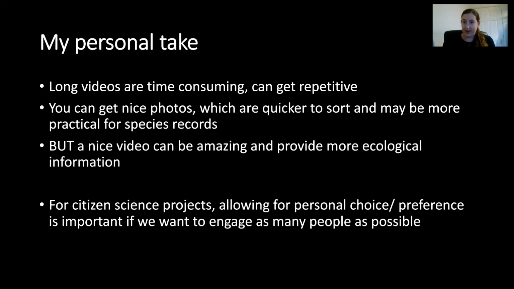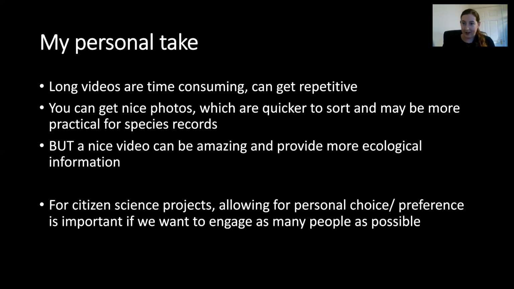So my personal take, having had to do quite a lot of classifying of photos and videos myself, is that long videos can be quite time consuming to classify. They can get quite repetitive when you've got quite a lot of videos of a squirrel running up and down the same tree or something like that. Whereas you can get quite nice photos as well. They can be quite quick to sort, and in some ways they may be more practical if all you want is a quick species record.